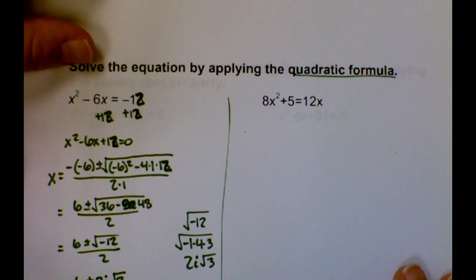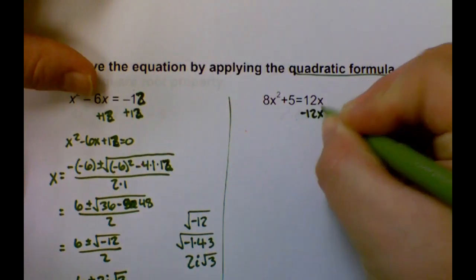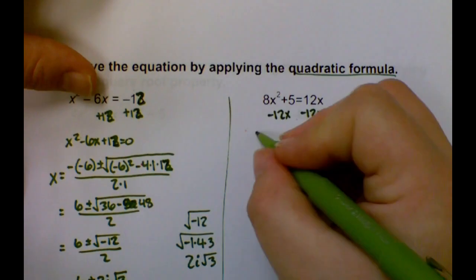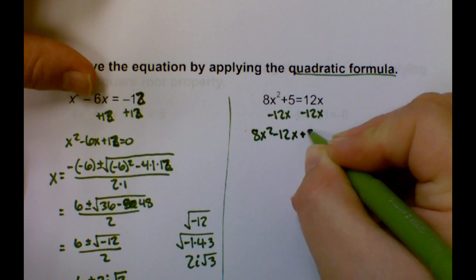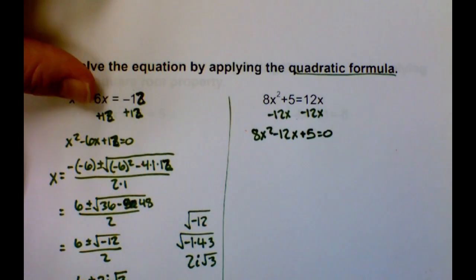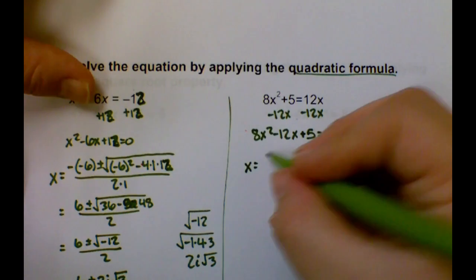Let's try the next one. We've got to get it equal to 0 first. So I subtract the 12x. I get 8x squared minus 12x plus 5 equals 0. Dive into the quadratic formula, because I've already told you that's what you've got to use.